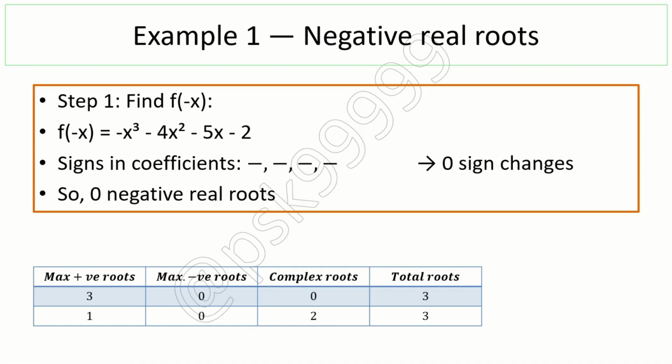So this is how Descartes' rule of signs will help you quickly find out how many positive and negative real roots there are. I think it doesn't take more than a minute to understand how many positive, negative, and complex roots there are. Thus, you can verify your answer very easily. Okay, let's take another example.